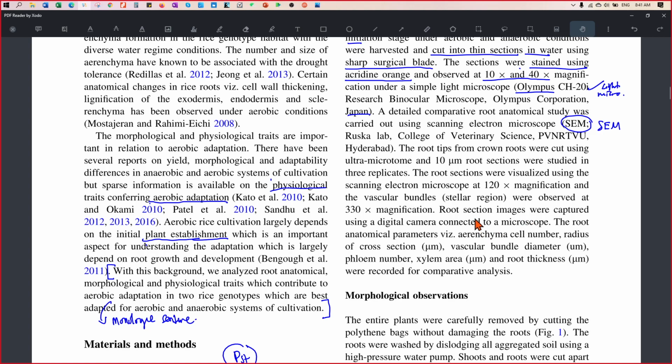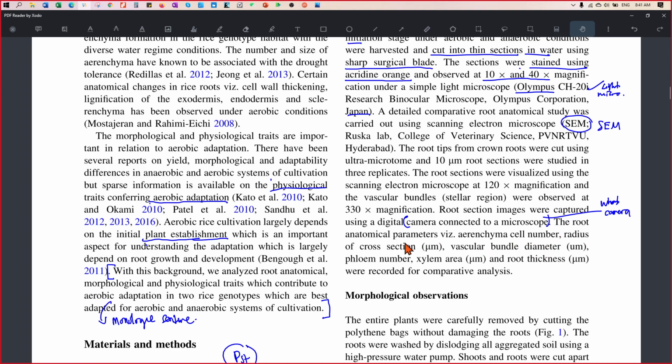Okay, here is where you can improve. Digital camera connected to a microscope. So it's good to tell what camera, okay? Because cameras have different abilities. Some cameras can see better, some cameras can see less than optimum. So this is something that can be improved, okay?